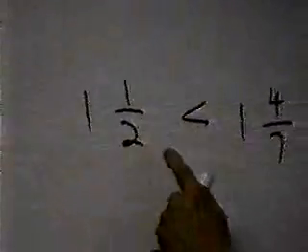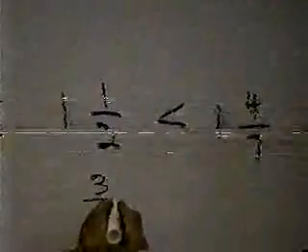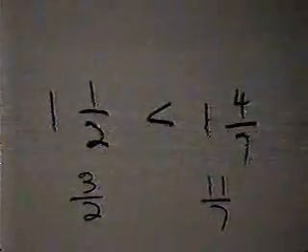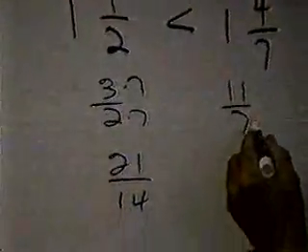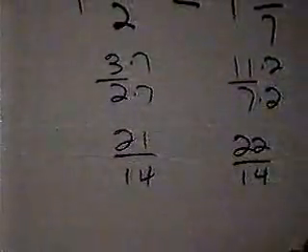All right, next example. Well, how do I make that decision? Well, you can change this to an improper fraction, so that's 3/2, and then this would be 11/7. Wait a minute, that didn't tell us for sure. So what we could do is get these to be the same denominator. If I multiply the top and bottom by 7, then that would be 21/14. And if I multiply the top and bottom by 2, that would be 22/14. And now I have the same denominator. I can tell that this one is larger than that one.